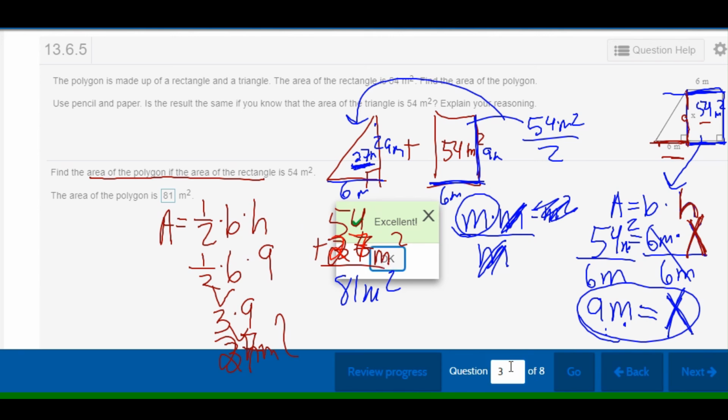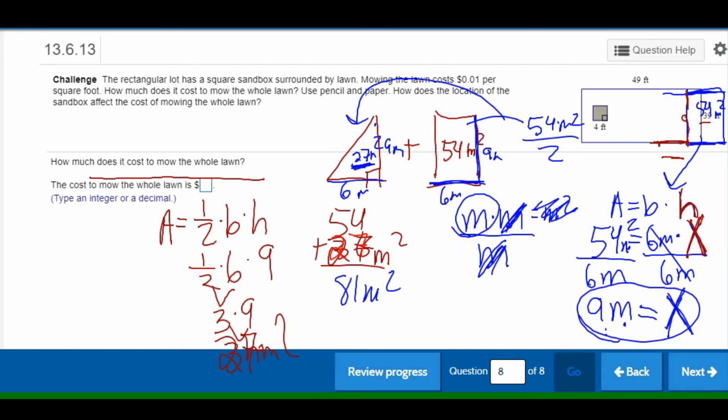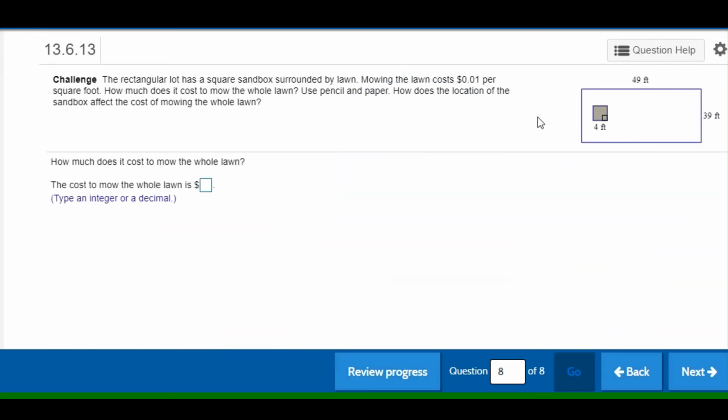And we're going to go to the last question. So this question is fairly easy. We just want to figure out how much it will cost to mow the lawn. So we know that each square foot is going to cost 1 cent per square foot, so we can use that as a conversion factor. But first we need to figure out how many square feet we are going to mow.